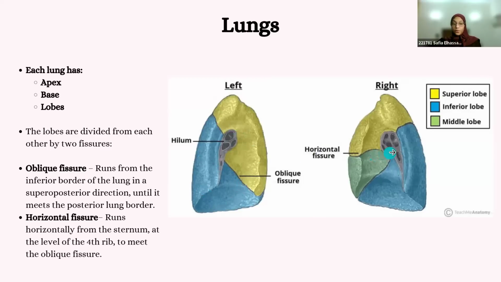You have the oblique fissure, which runs from the inferior border of the lung until it meets the posterior lung border. And then you have the horizontal fissure, which runs from the sternum, from the level of the fourth rib, to meet the oblique fissure. So the left lung is divided into two lobes, a superior lobe and an inferior lobe, while in the right lung you have a superior lobe, an inferior lobe, and a middle lobe.